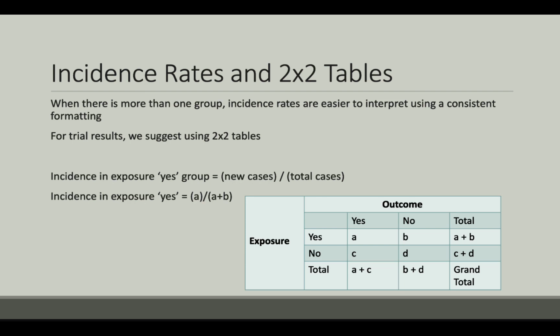But for now, we can see that in the first row, meaning exposure yes, the incidence of having a disease in that group is cell A divided by the row total, which is A plus B. Similarly, the incidence in the non-exposed group would be C over C plus D.